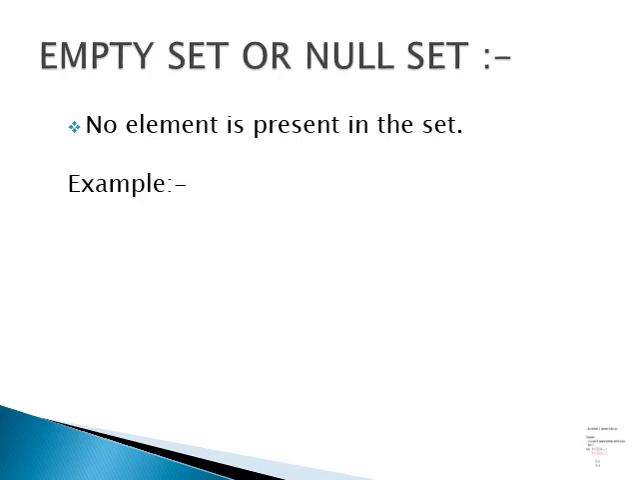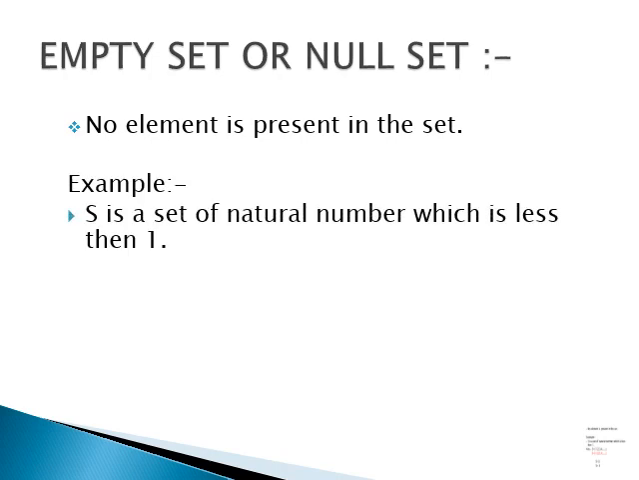Empty set or null set. Empty means this set does not have any element. Example, S is a set of natural numbers which is less than 1. Now, as we know, natural numbers start from 1 till infinity. But again, the condition is that less than 1.